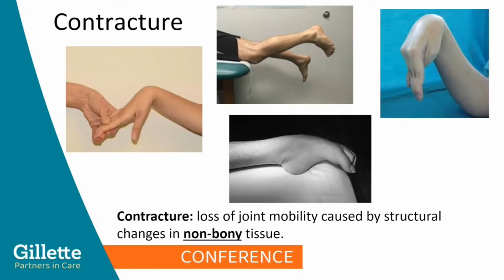So jumping right in, one of the most common areas of confusion that I see in the medical records is really contracture versus spasticity. And so I want to take just a minute to discuss what a contracture is. You can see the images here, but contractures are the chronic loss of joint mobility that are caused by structural changes in non-bony tissue. So things like muscles, ligaments, and tendons.